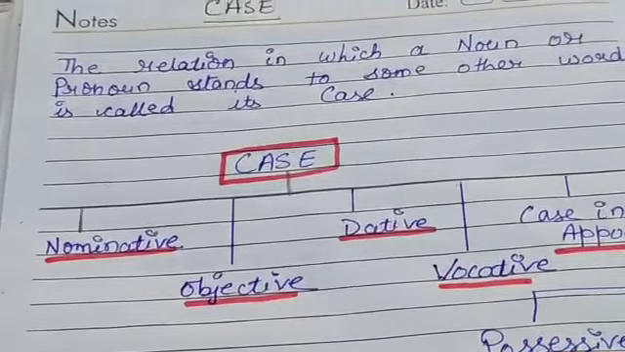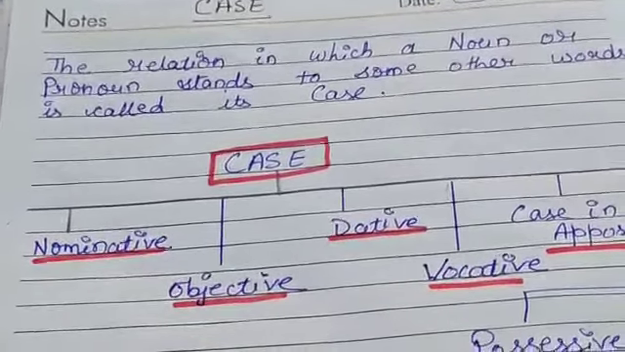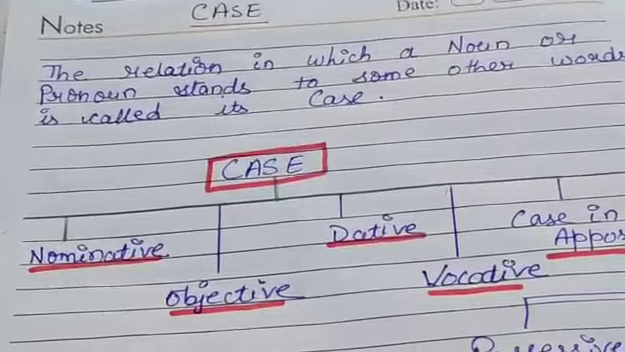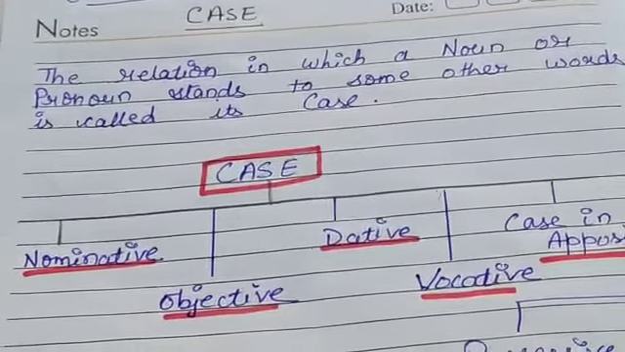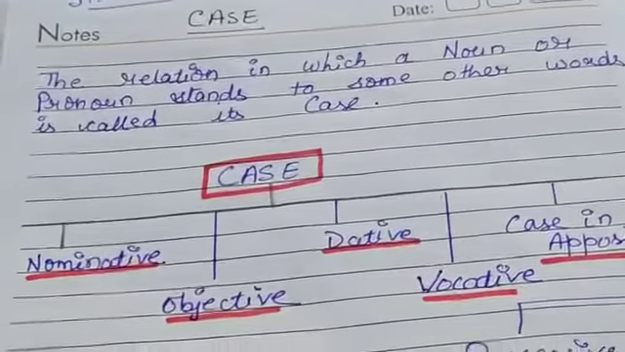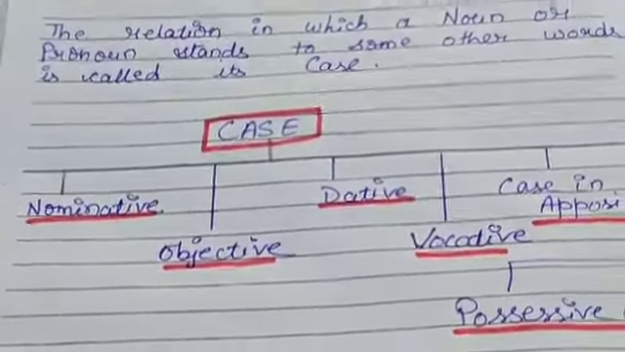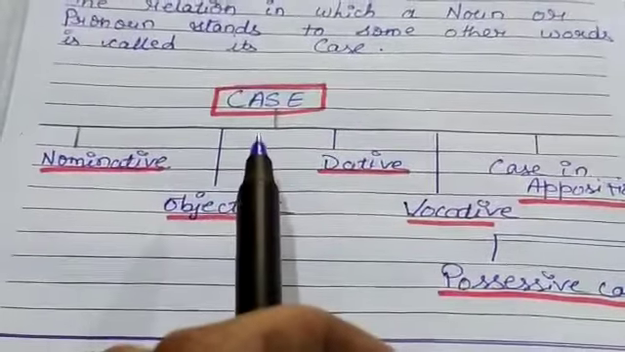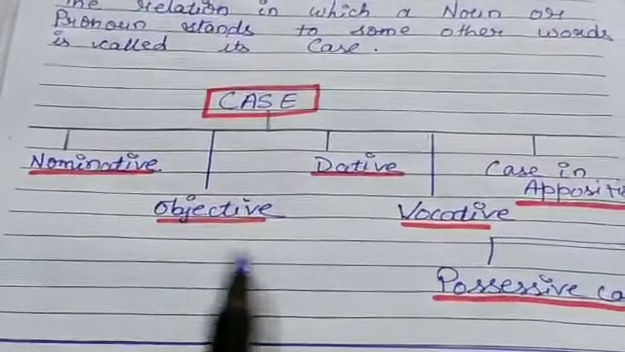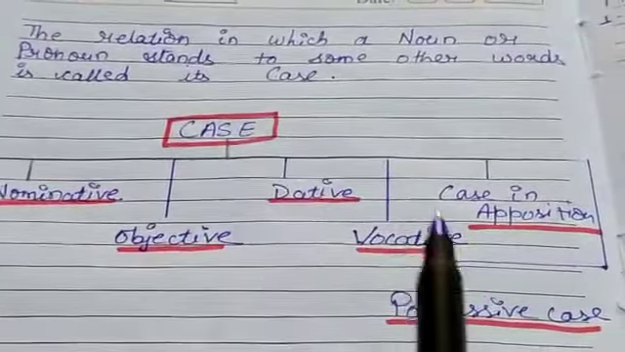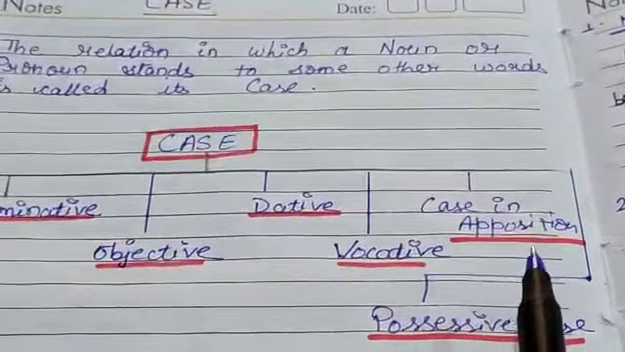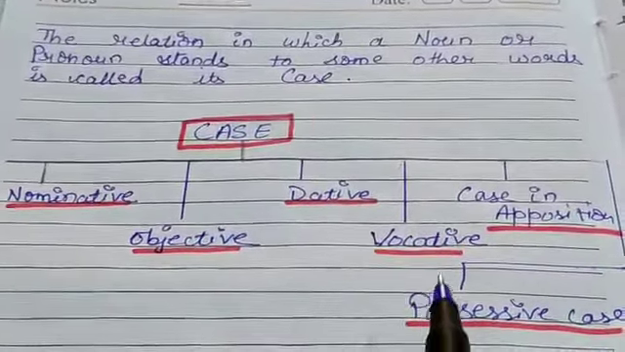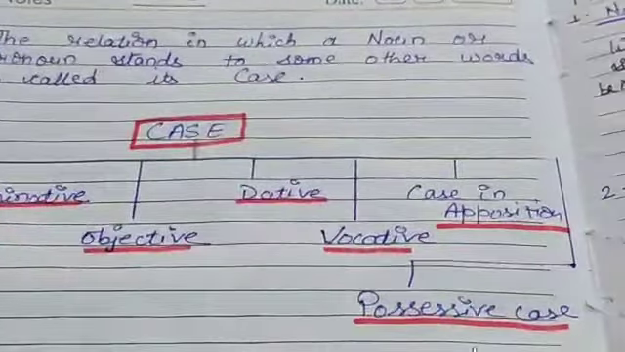Now in very simple language I will explain that case shows the relation of a noun or a pronoun to another word in a sentence. Accordingly, we have 6 types of cases: nominative case, objective, dative, vocative, case in apposition, and possessive case.